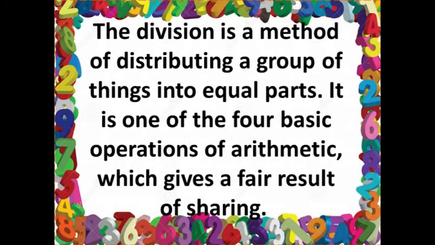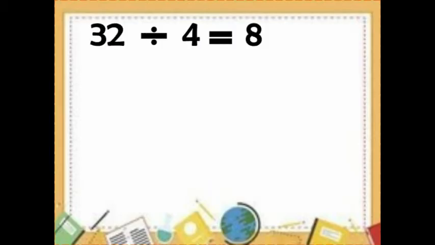Welcome to our discussion in Mathematics 2, the concept of multiplication and working with multiplication and division. So division is a method of distributing a group of things into equal parts. It is one of the four basic operations of arithmetic, which give us a fair result of sharing. Just like the other basic operations, addition, subtraction, and multiplication, we can write division just like this. We have here 32 divided by 4 is equal to 8, and division also has its parts.